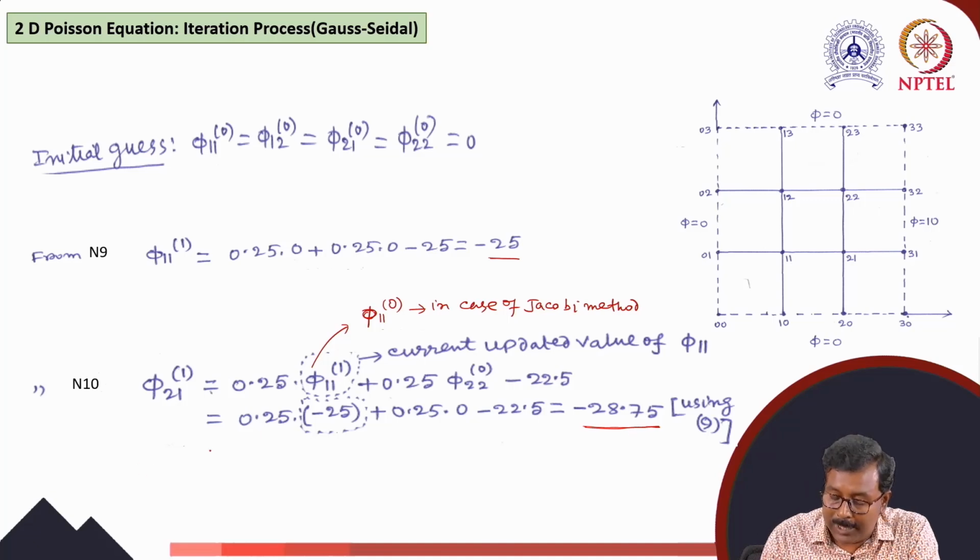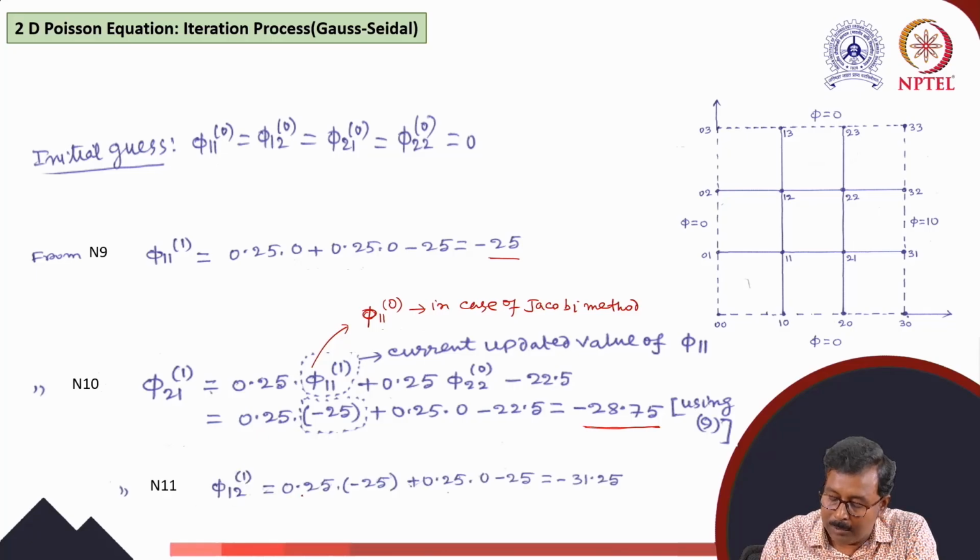And in the same way for the next, say phi 1 2, how can you calculate phi 1 2? Phi 1 2 will be 0.25 into minus 25, this value already of phi 1 1, plus 0.25 into 0. 0 means this value was not updated, phi 2 2 value was there, so that's why this is minus 31.25.